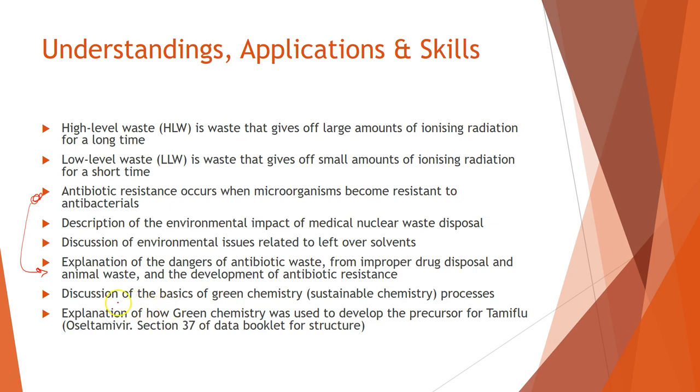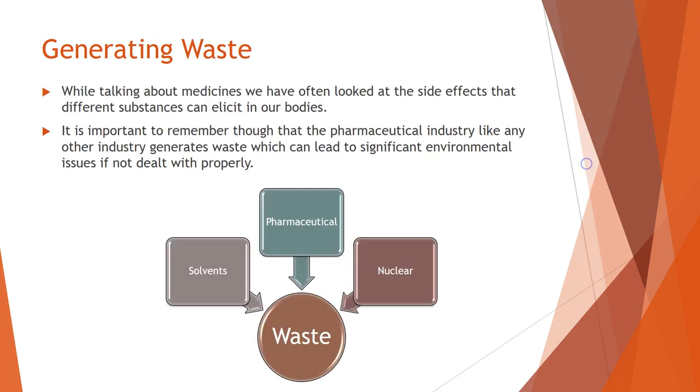You need to be able to discuss, remembering discuss means to talk about the benefits and explain those in terms of the benefits and perhaps limitations of green chemistry, which is a sustainable chemistry approach, which we'll talk about, and I have uploaded some handouts about as well. And then you also need to be able to explain how green chemistry was used to develop a precursor for Tamiflu, one of the anti-influenza drugs that we looked at. Okay, so that will be our case study for talking about green chem in terms of this option.